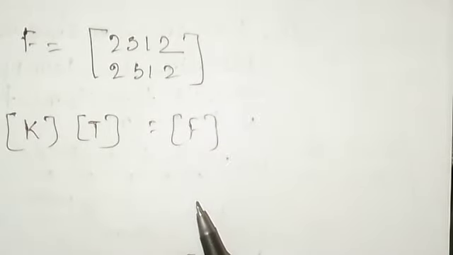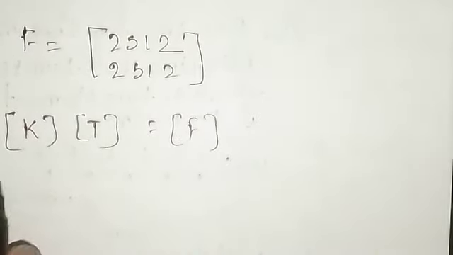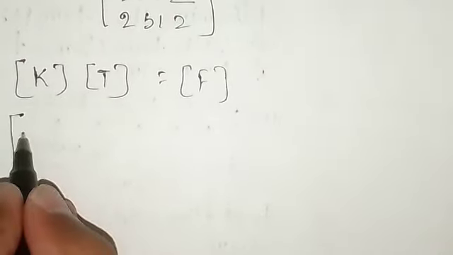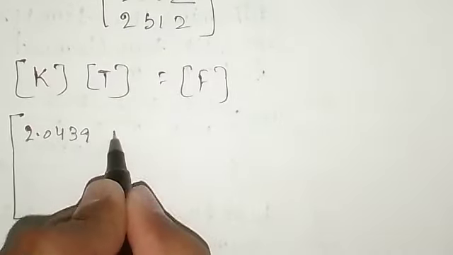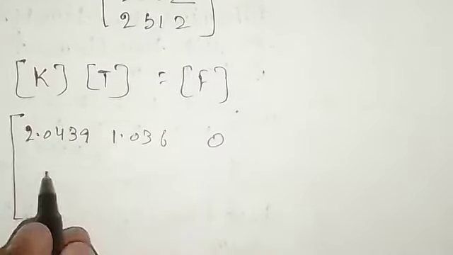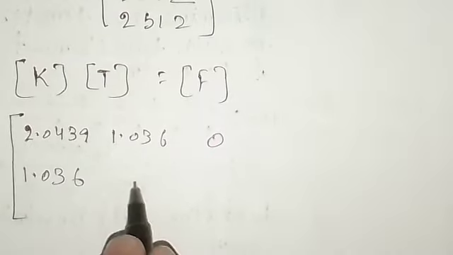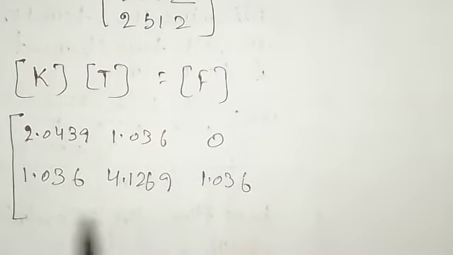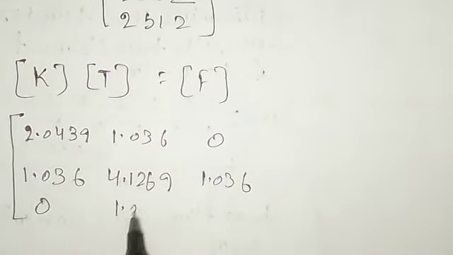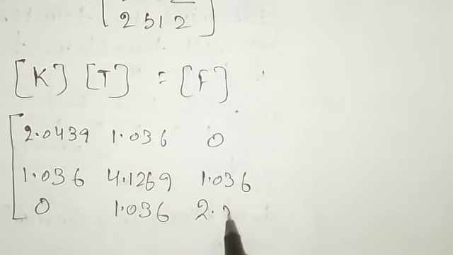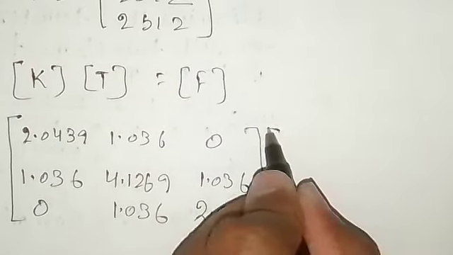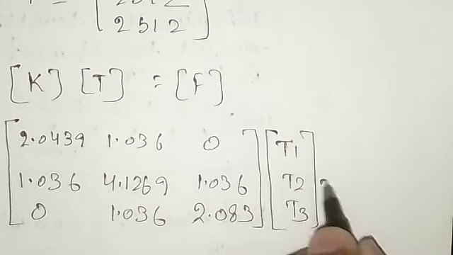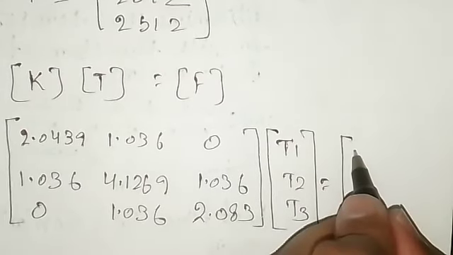So K is equal to what? That same matrix we can write here now. So this is what you have: 2.0439, 1.036, 0; 1.036, 4.1269, 1.036; 0, 1.036, 2.083, right? And this is what we have for T1, T2, T3 is equal to F1, that is F1 we have 0.